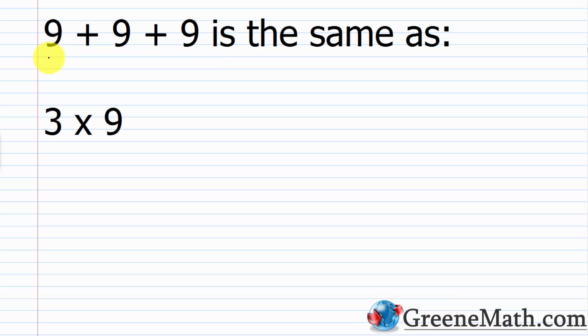If we look at this example here, we have 9 plus 9 plus 9 is the same as 3 times 9, right? Because I have 1, 2, 3 groups of 9. So we know that 3 times 9 is 27. And if we went back and did the addition, we get the same result. 9 plus 9 is 18. 18 plus 9 is 27.